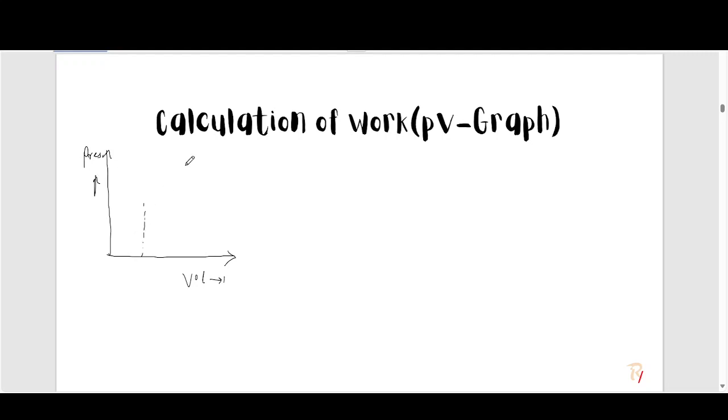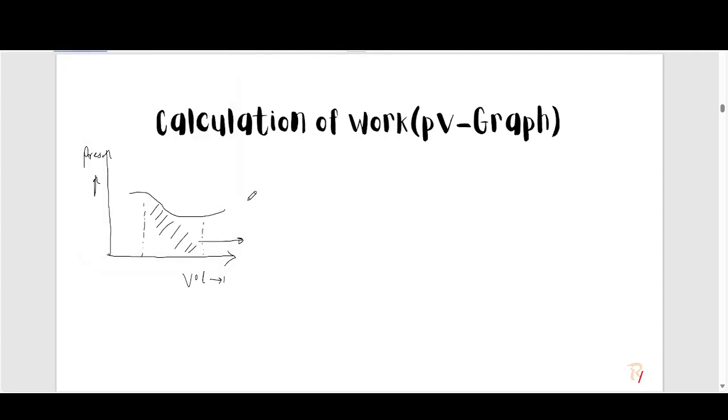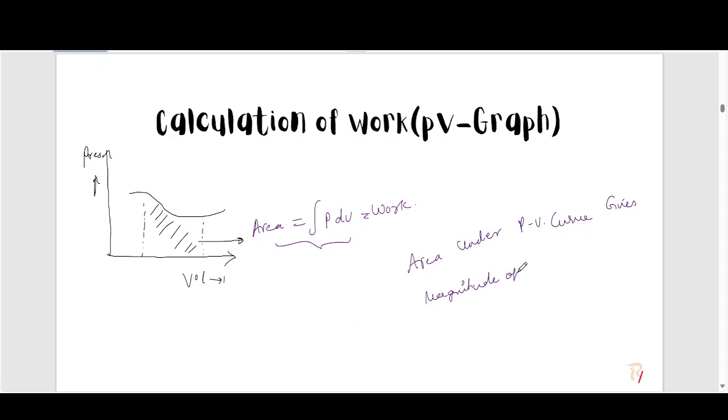Let me take somewhat. We know that area is equal to P into dV, which is equal to work. Area under the PV curve gives the magnitude of work done by the gas.